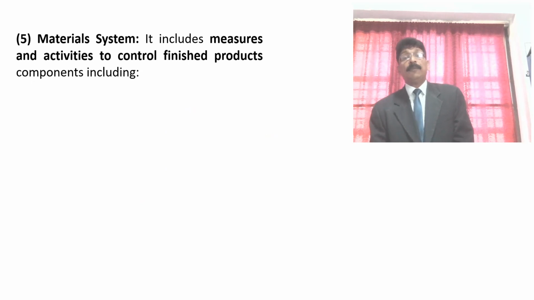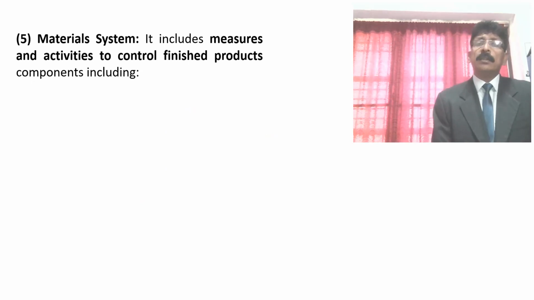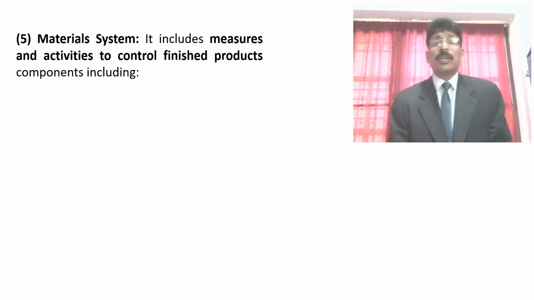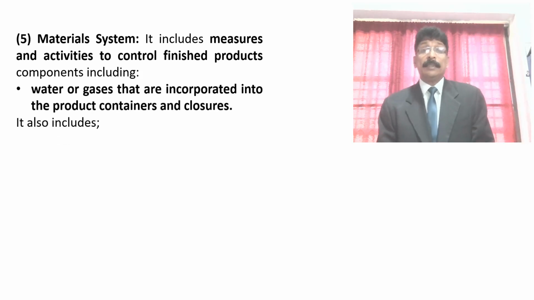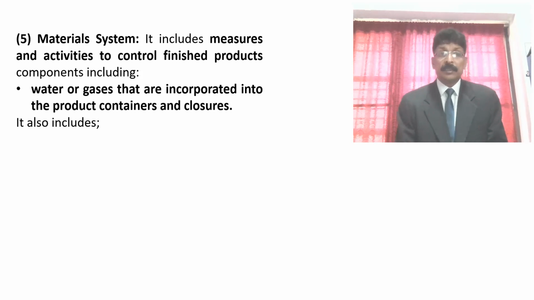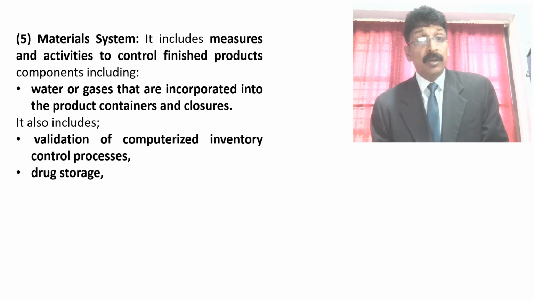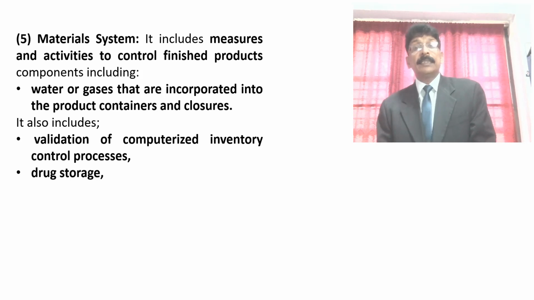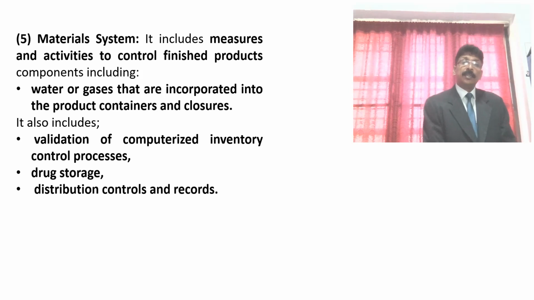And the fifth one is the material system. It includes measures and activities to control the finished product. Components include water or gas that are incorporated in the product, and containers and closures. It also includes validation of computerized inventory control process, drug storage, distribution control and records.